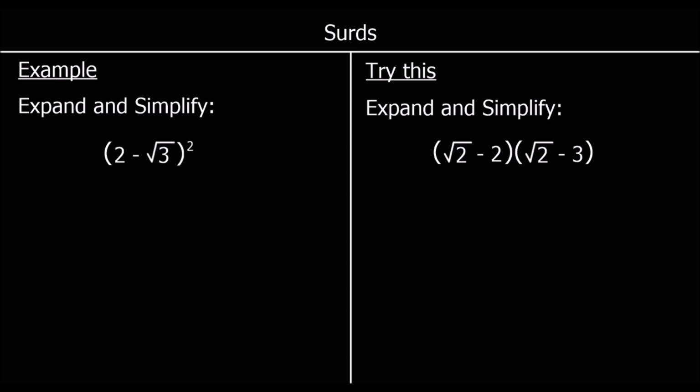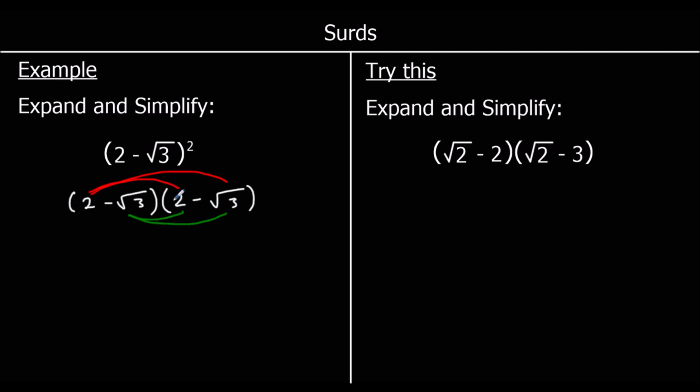Okay, next up, expanding and simplifying surds. So for this first question, the example, I've got 2 minus root 3 squared. And that means, squared means multiplied by itself. So that means we've got 2 minus root 3 times 2 minus root 3. So we're going to expand the brackets. So we're going to do 2 times both the terms in the second bracket, and then this negative root 3 times both the terms in the second bracket.